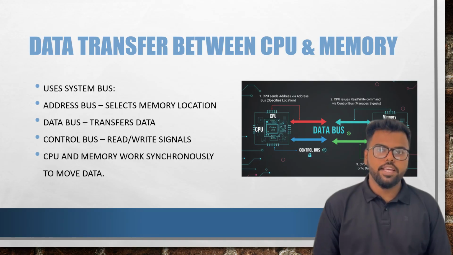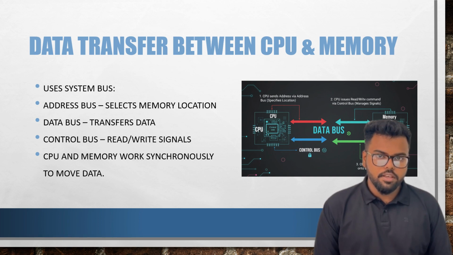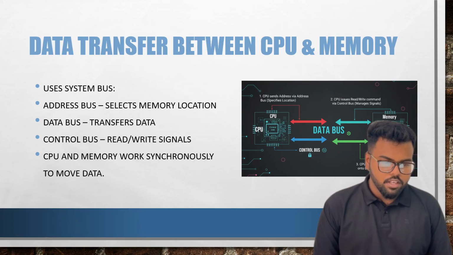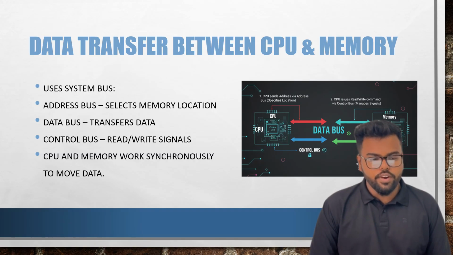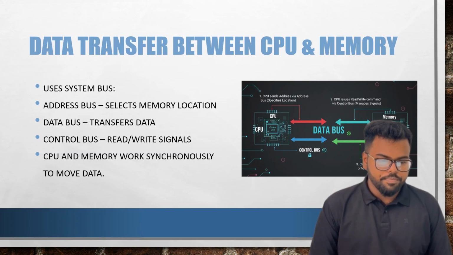Okay, in this part I explain data transfer between CPU and memory. There are 3 bus lines: address bus, data bus and control bus. Data transfer between CPU and memory happens using the bus systems. The address bus selects the memory location that the CPU wants to read or write. The second bus line is the data bus. The data bus carries the actual data between the CPU and the memory.